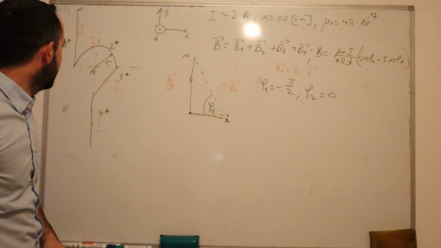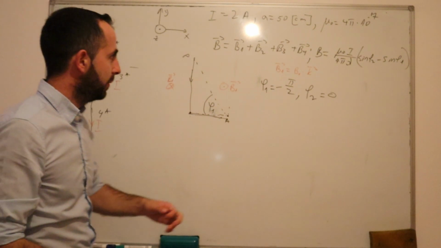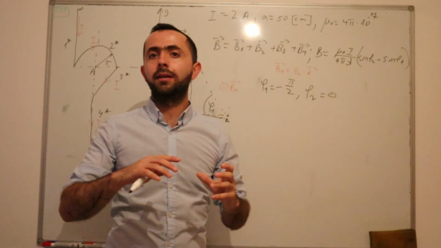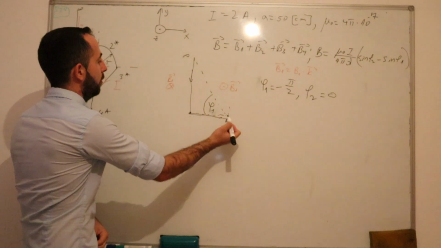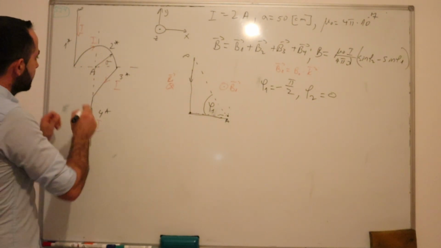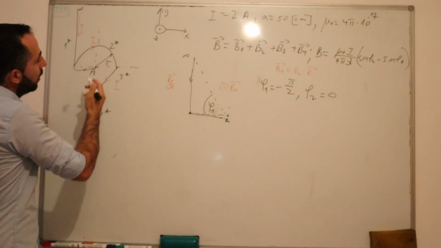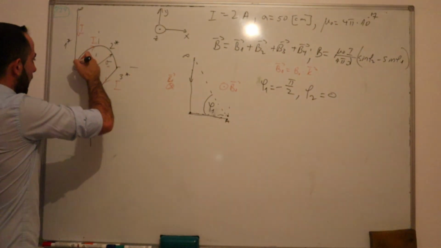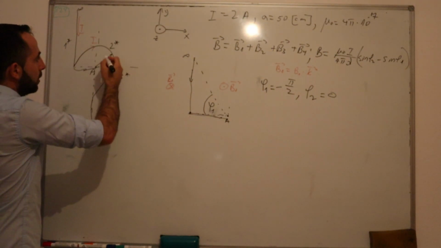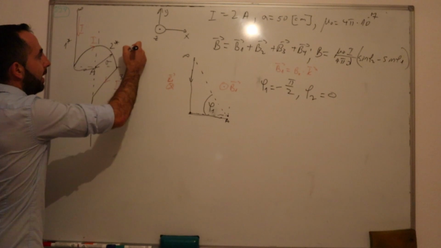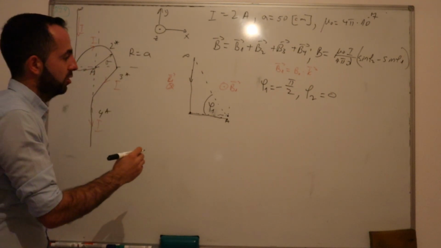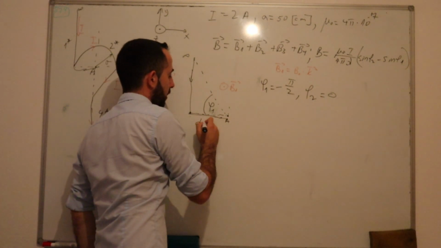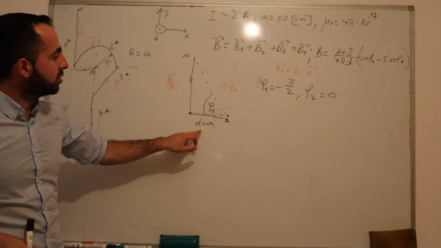And the other thing that we need to determine is this d, which presents the distance of our point from our conductor along this normal. The distance is actually this. And we have that this is a half circle with the radius a. So in this case, the radius is a. So d equals a.